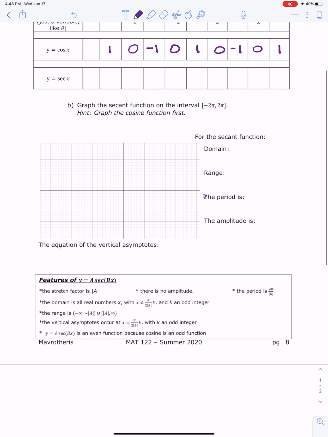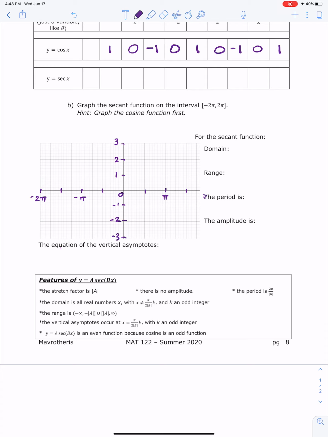And so I'm going to set this up and graph it the same way we just graphed the sine. Negative pi over 2, negative pi, negative 3 pi over 2, negative 2 pi, 0, 1. And then we're going to graph our cosine function.